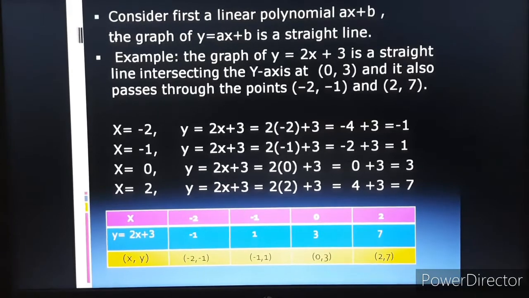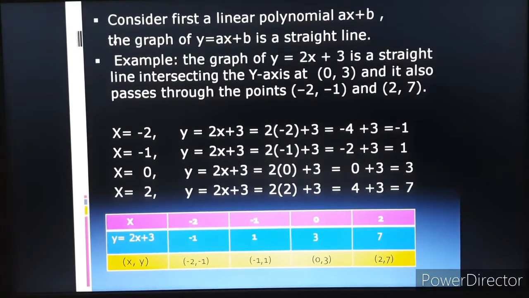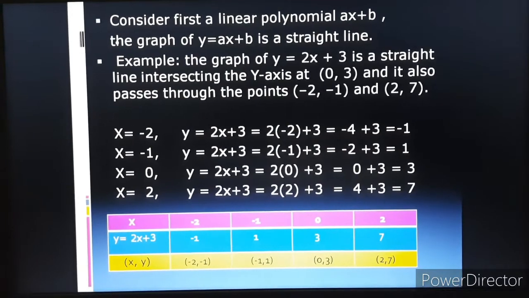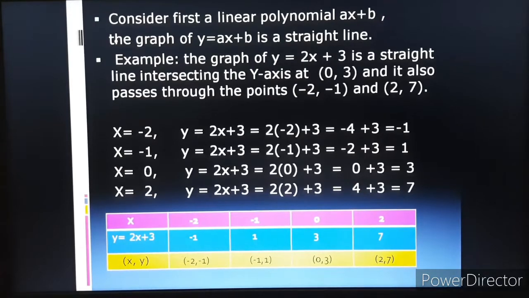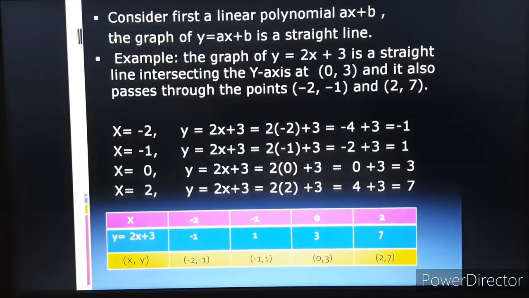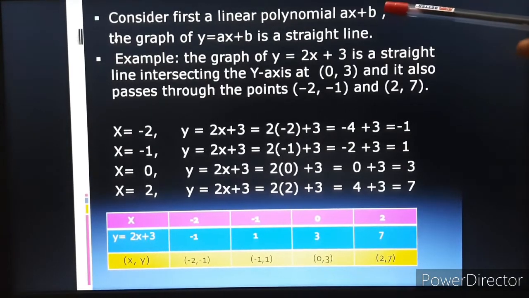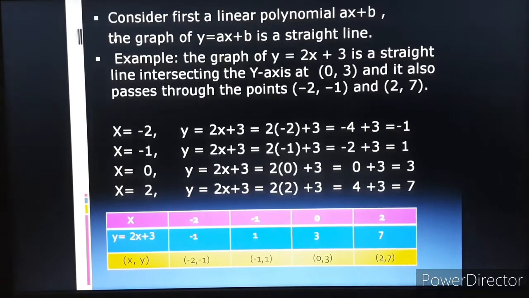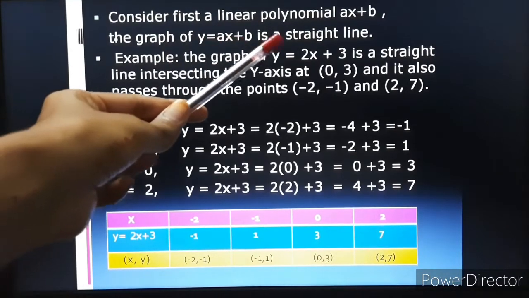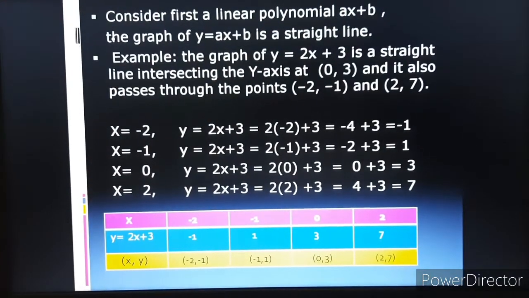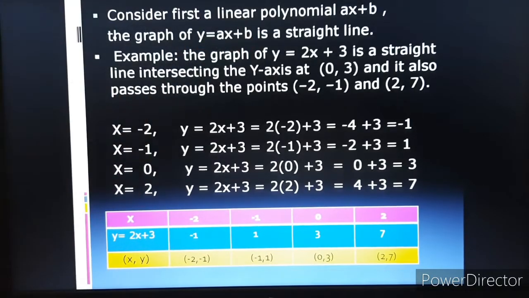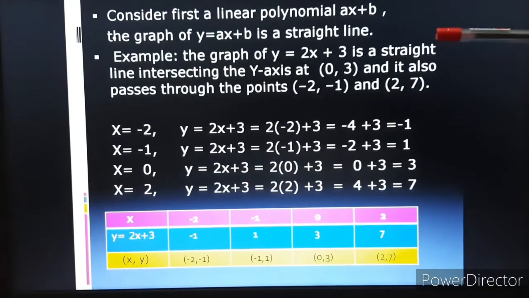As we discussed yesterday, what is the general form of a first degree polynomial? The first order polynomial is ax plus b, right? Usually the graph of y equals ax plus b is a straight line. In 9th class you learnt that this type of polynomial, the linear polynomial, will be a straight line. Now we will see an example on that.